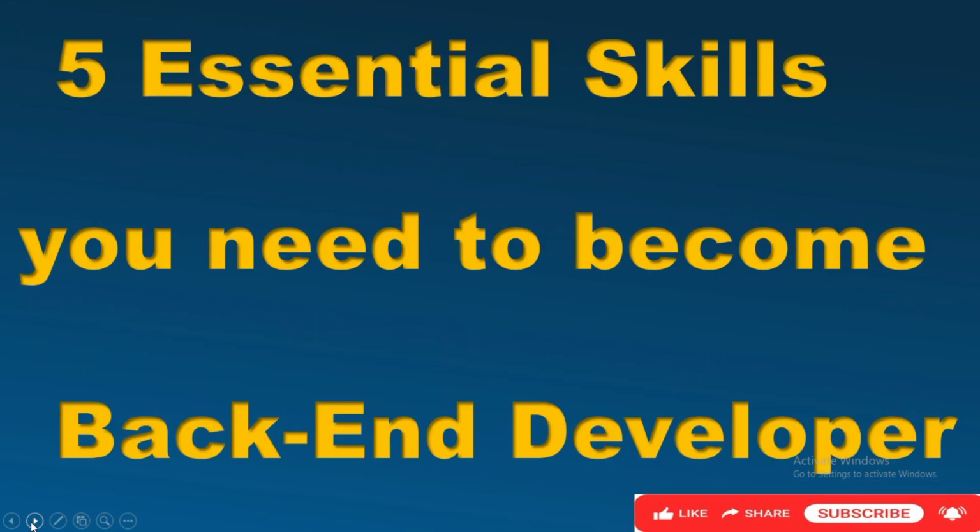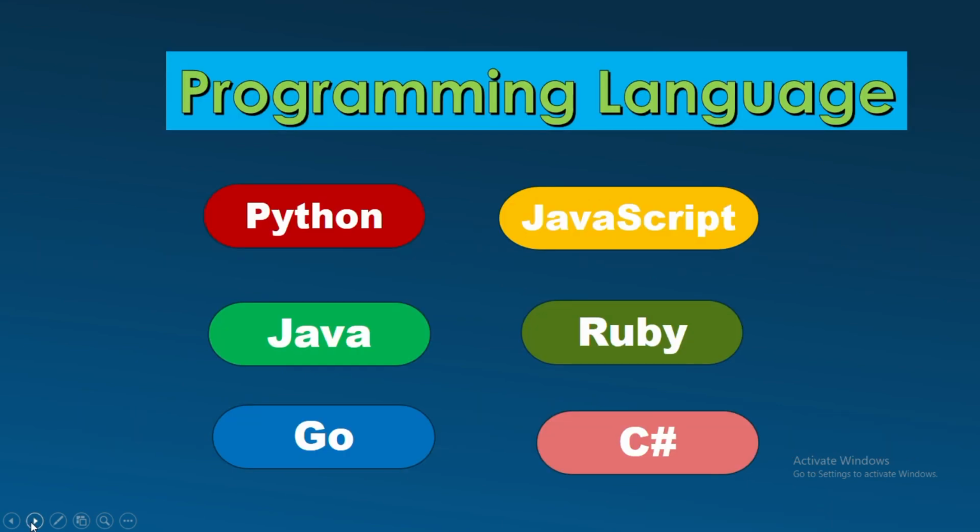We are going to be seeing five essential skills that you need to become a back-end developer. The first step is the programming language you are going to choose to study in order to become a back-end developer. Which programming language should you choose? We have Python, Java, Go, JavaScript, Ruby, C Sharp, and so many more. There are various of them that we can name. So now, which one do you want to start with? Should you learn everything? No.